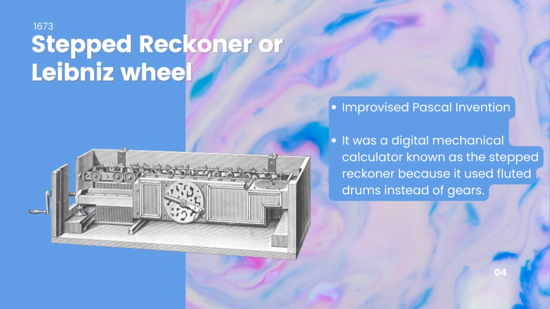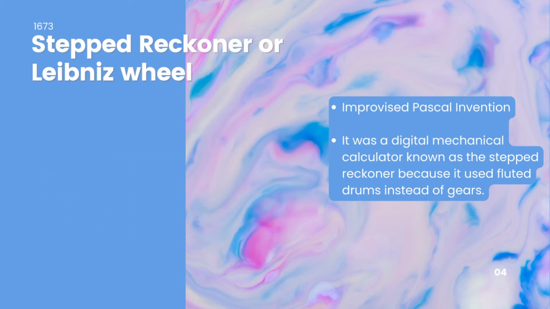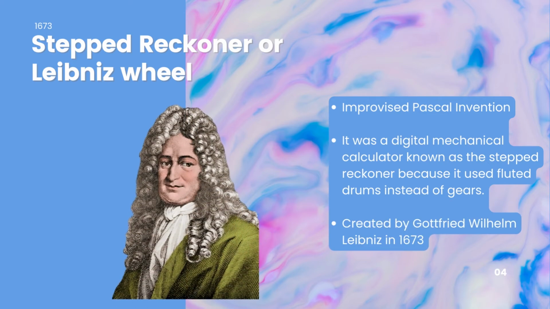The next one is the Step Reckoner, or Leibniz wheel. It was the first calculator that could perform all four arithmetic operations. Its intricate precision work, however, was somewhat beyond the fabrication technology of the time, with mechanical problems in addition to a design flaw in the carry mechanism. The Step Reckoner, also known as the Leibniz calculator, was a digital mechanical calculator invented by the German mathematician Gottfried Wilhelm Leibniz around 1673 and completed in 1694.